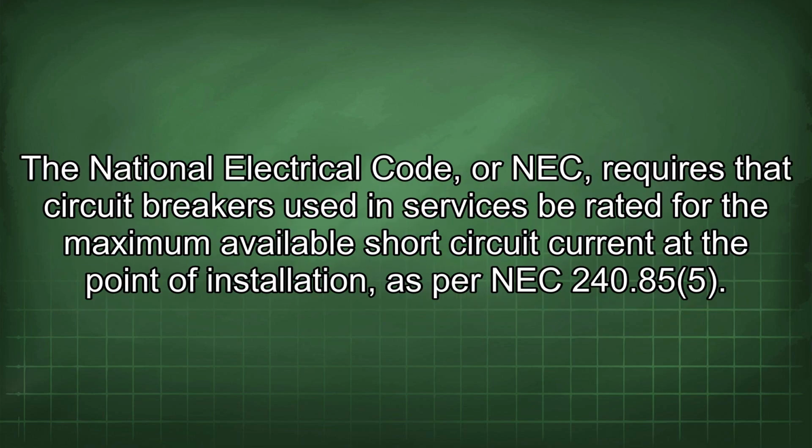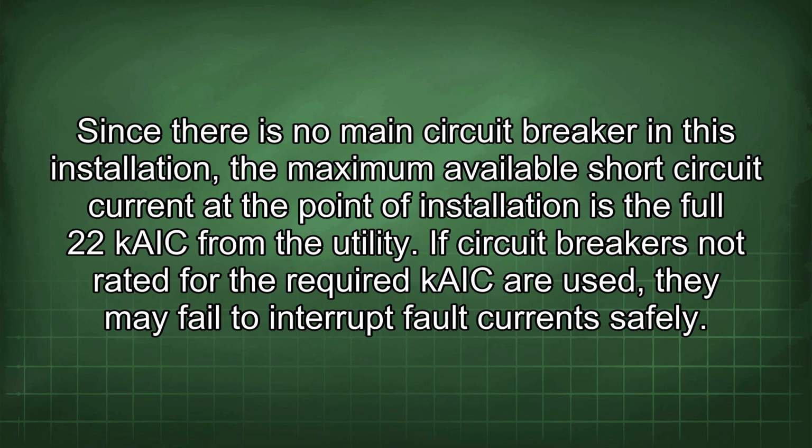The National Electrical Code, or NEC, requires that circuit breakers used in services be rated for the maximum available short circuit current at the point of installation, as per NEC 240.85. Since there is no main circuit breaker in this installation, the maximum available short circuit current at the point of installation is the full 22 kAIC from the utility.